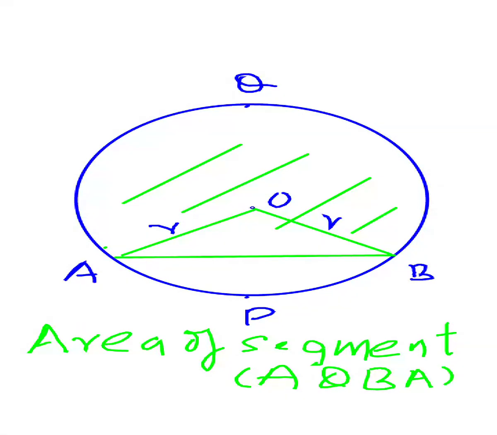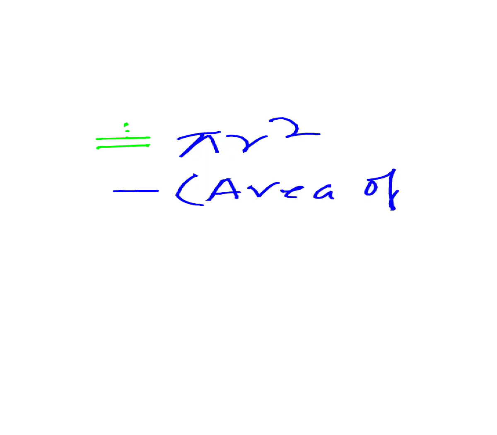Okay, so this will be pi r square, which is the total area. Okay, I have it in blue. Pi r square minus area of minor segment. Area of minor segment.